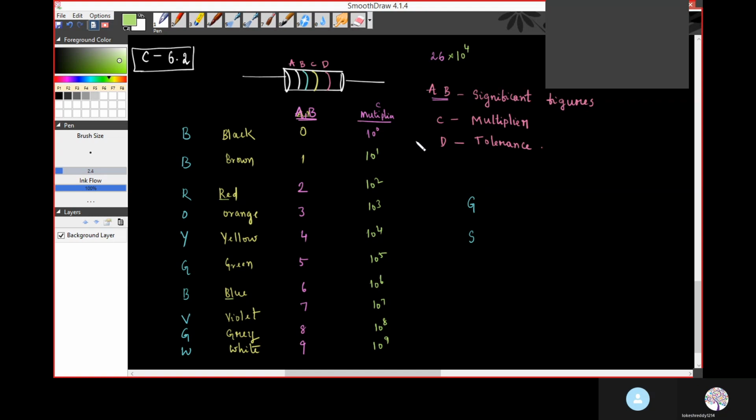Then tolerance: gold tolerance is 5% and silver tolerance is 10%. If you have no color, then it is 20%. So if you take gold, then you write plus or minus 5%. That's how we measure the resistance by color coding of resistance.